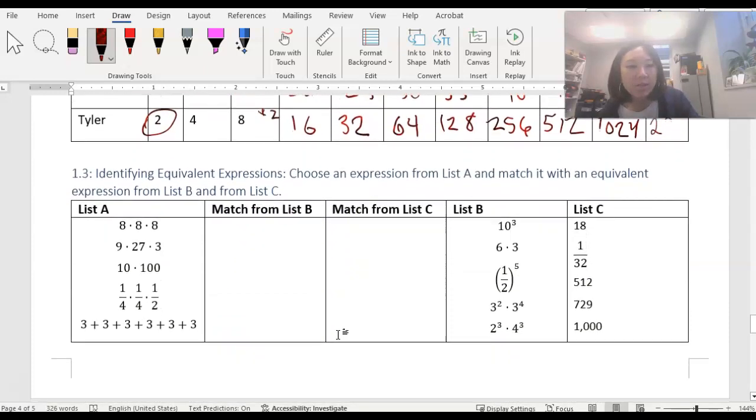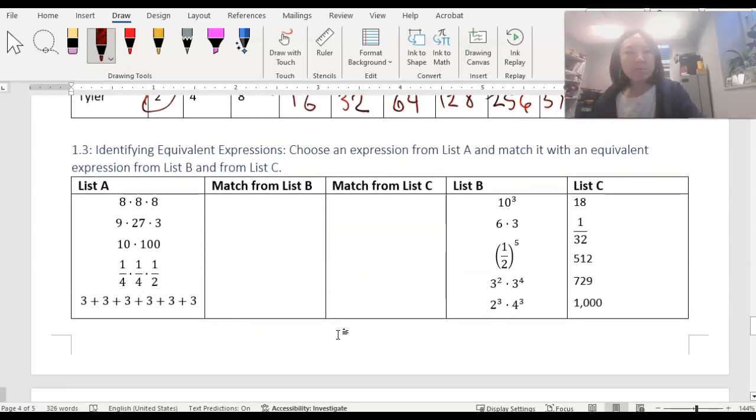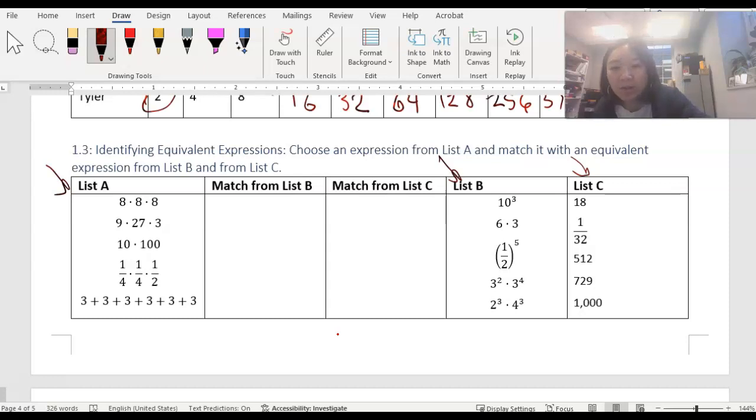All right, for our next part, it's asking you to match the expressions from this list with the expressions from list B and C. So 8 times 8 times 8, another way to say that is 8 cubed, right? But notice none of these options have that. So what we need to do is then calculate 8 times 8 times 8, or 8 cubed, is 512. So which of these would also equal 512? Well, from list C, we have this one here. So that would be that.